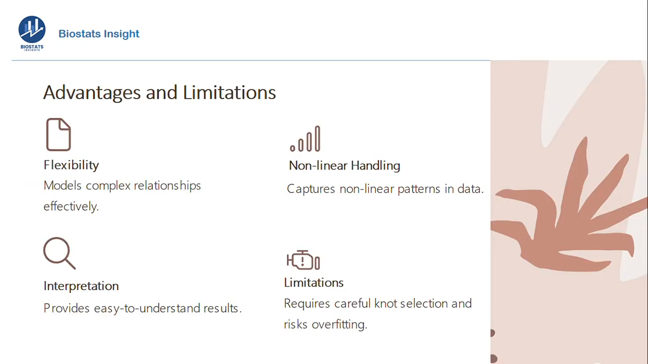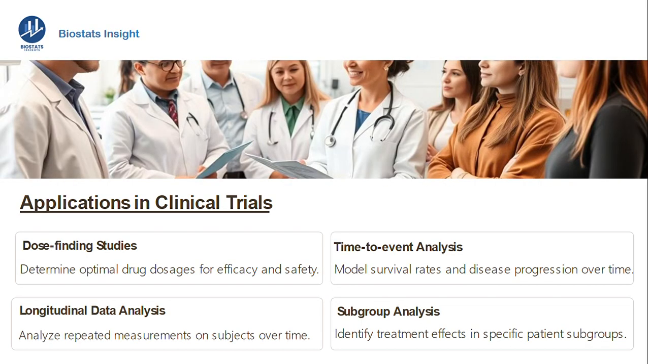Now, what are the advantages and limitations here? First one, flexibility. It helps you find the relationship in a complex model. Non-linear handling: when the data does not follow linearity, we are able to trace the non-linearity with the help of splines. Interpretation: it provides a better way to understand complex information. Limitation: because we are creating knots here, the selection of knots and the risk of overfitting will be the limitations here.